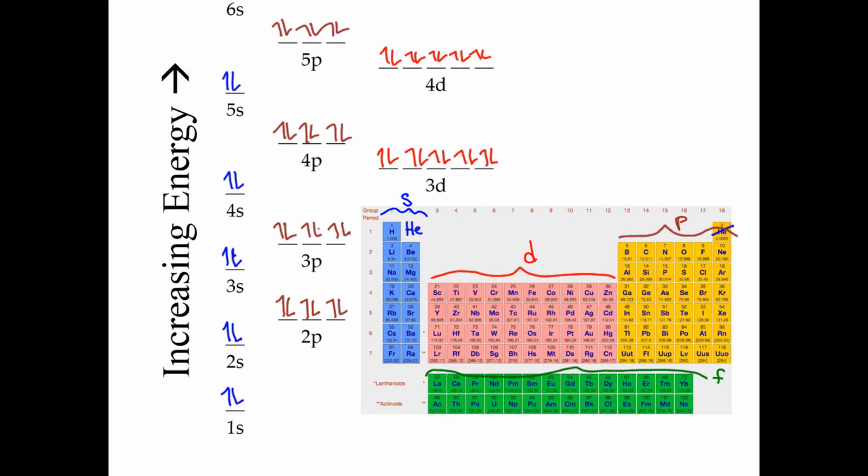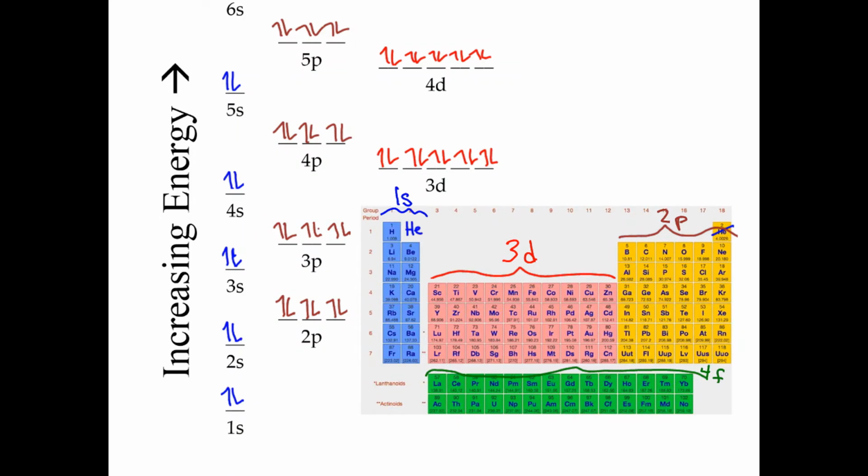s orbitals start with level 1. So you see that the first s orbital that you ever have is a 1, but the first p that you have is a 2. So you're going to write a 2 in front of this for the first p. And then the first d that you ever have is a 3. So you're going to write over there a 3 in front of d. And then the first f that you have is a 4. And that's going to be your first f orbital.